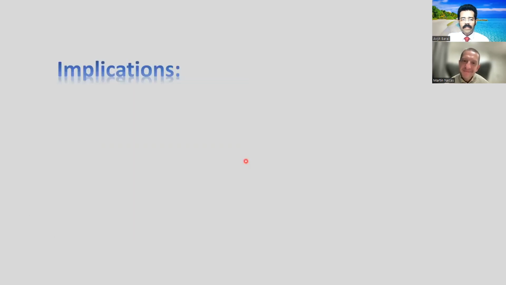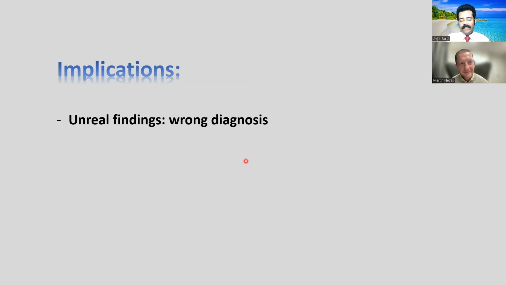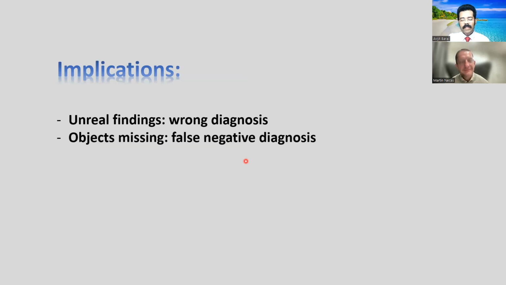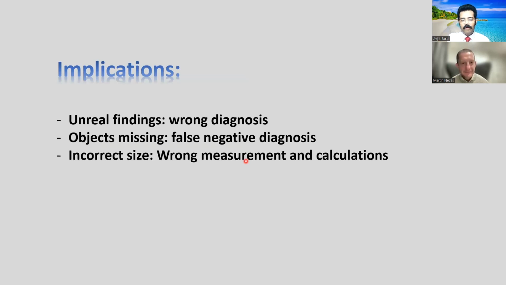Thank you, Martin. That was really good. A few take-home points. I'm sure you will agree with regards to the ultrasound artifact, we find that this can give us a wrong diagnosis. Similarly, it can give us a false negative diagnosis if we miss the objects. And of course, there can be incorrect size when we do the measurements and calculations. So it's very important that we are aware of these ultrasound artifacts, and also that we try to minimize them as much as possible.